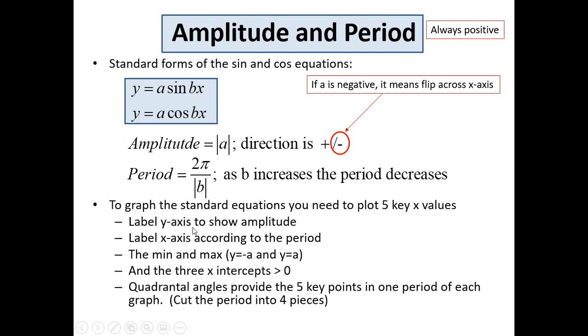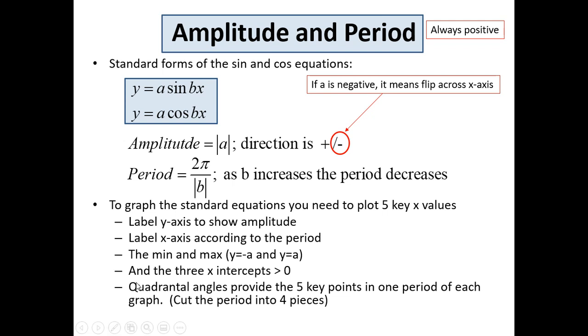So how do we graph these things? We do it by these steps here. We want to label the y-axis to show amplitude, and the x-axis according to the period. The min and max for the y-axis are going to be negative amplitude and positive amplitude. And then we have to find where the 3 intercepts are that are greater than 0.